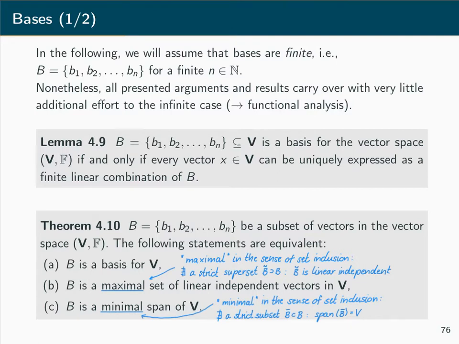In summary, Theorem 4.10 really provides three different characterizations of a basis. The first one is the one that we use to define a basis, namely that a basis is a set of linearly independent vectors that span the entire vector space V. The second characterization is that B is a maximal set of linearly independent vectors in V. And the third characterization is that B is a minimal span of the vector space V.